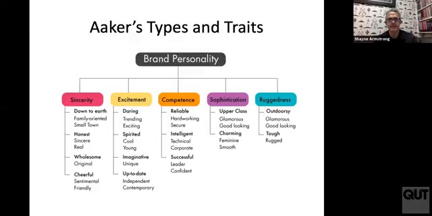You can put it into chat, or you can speak up. Is it sincerity, excitement, competence? Good, excellent. Good stuff. I'd say the overwhelming one is competence. And which traits do you think exemplify it?